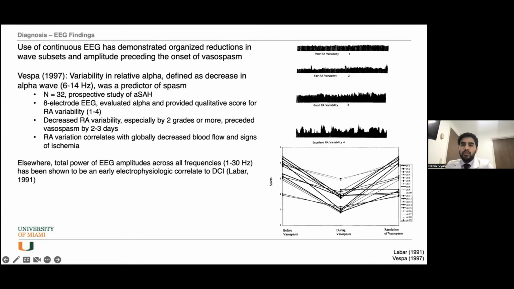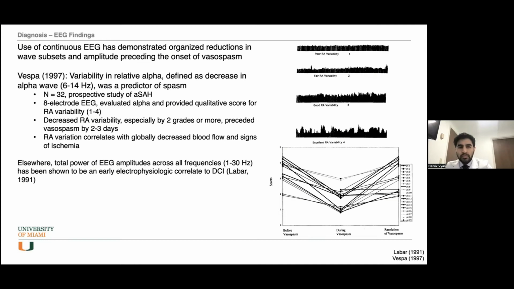Another area of literature that's been ongoing within neurocritical care is using continuous EEG to predict vasospasm occurrence. Now, there's only a small amount of papers from the 1990s that have provided published evidence on this, and it's an ongoing area of research. But the short of it is that continuous EEG has demonstrated organized reductions in waveforms and amplitude that precede the onset of spasm, and it's consistent with the idea that you have progressive ischemic events going on.